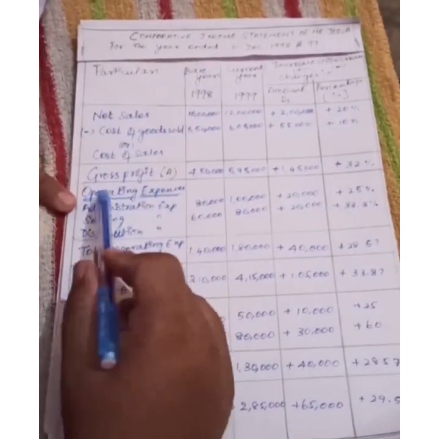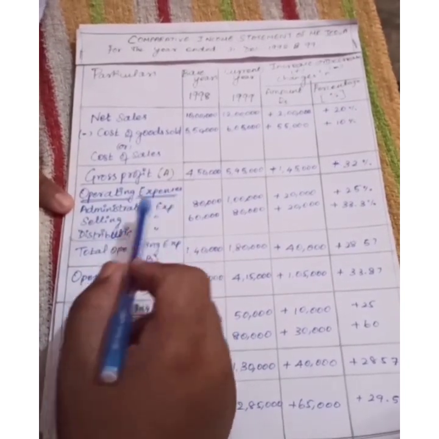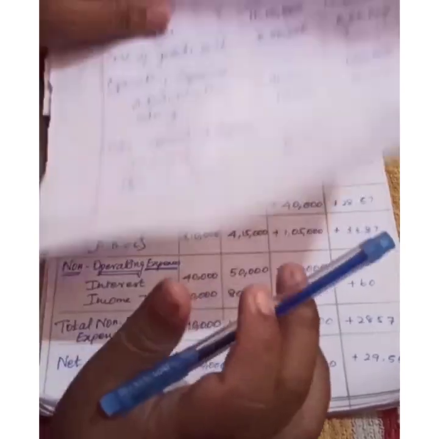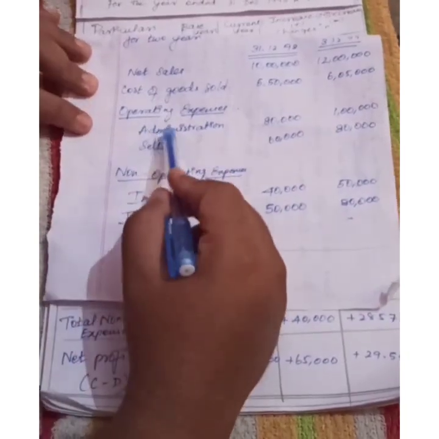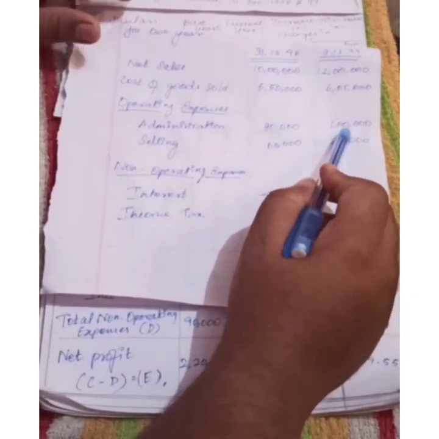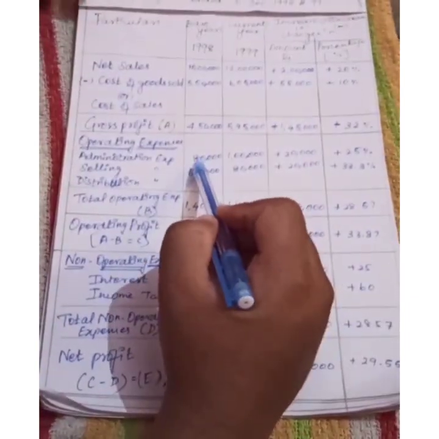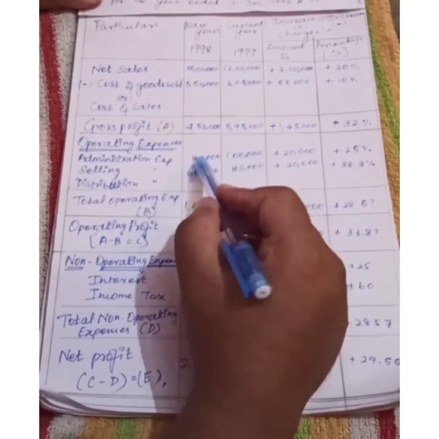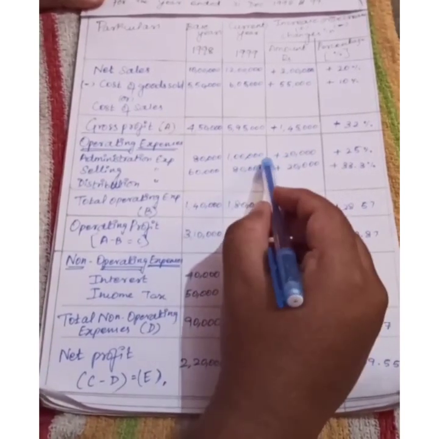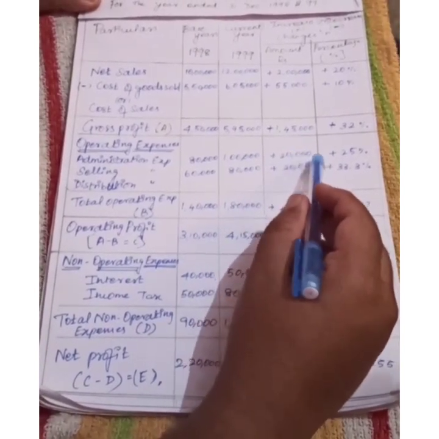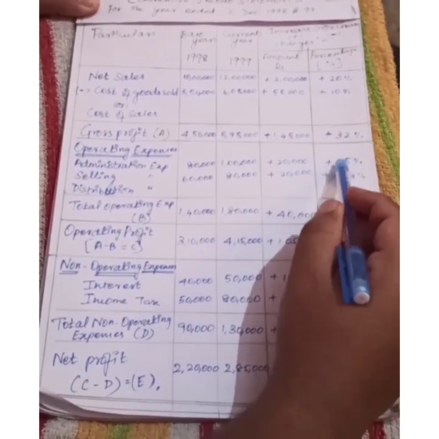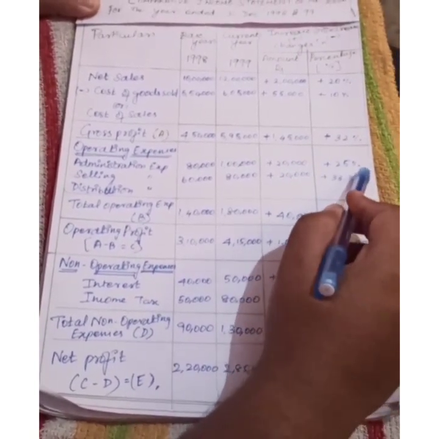Now I move on to operating expenses. You know the operating expenses: administration, selling, and distribution. Now look at the question. Administration expenses is 80,000 for the base year and 1 lakh for the current year. Here I write 80,000 for the base year and 1 lakh for the current year. The difference amount is plus 20,000. Okay, now I'm using the formula to get the percentage, which is plus 25 percent here.